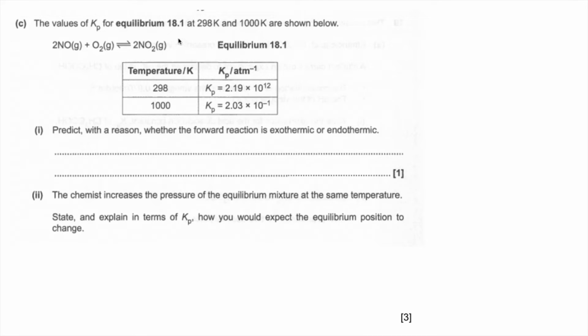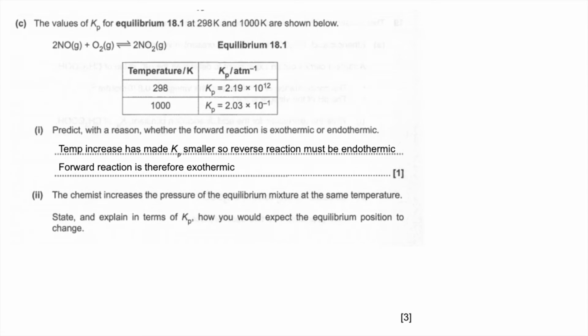So basically, temperature increase is causing this equilibrium to go to the left, or to go in reverse. So that reverse reaction, that backwards reaction, must be endothermic. Remember, temperature increase always favours the endothermic direction, and so therefore the forward reaction must be exothermic. So how we're going to write that? Temperature increase has made Kp smaller, so the reverse reaction is endothermic, therefore the forward reaction is exothermic.